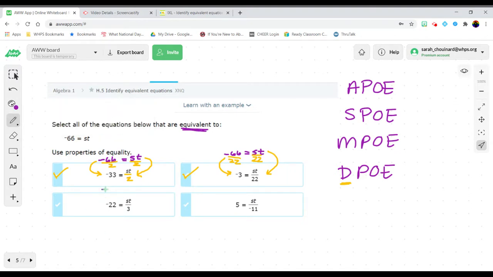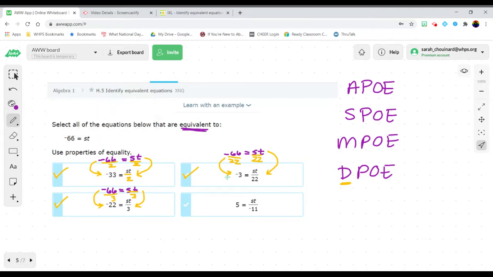All right, let's check this next one. Negative 66 equals 6T. What they did was they divided this side by 3 to get 6T divided by 3. So we also divide here by 3. Negative 66 divided by 3 is negative 22.